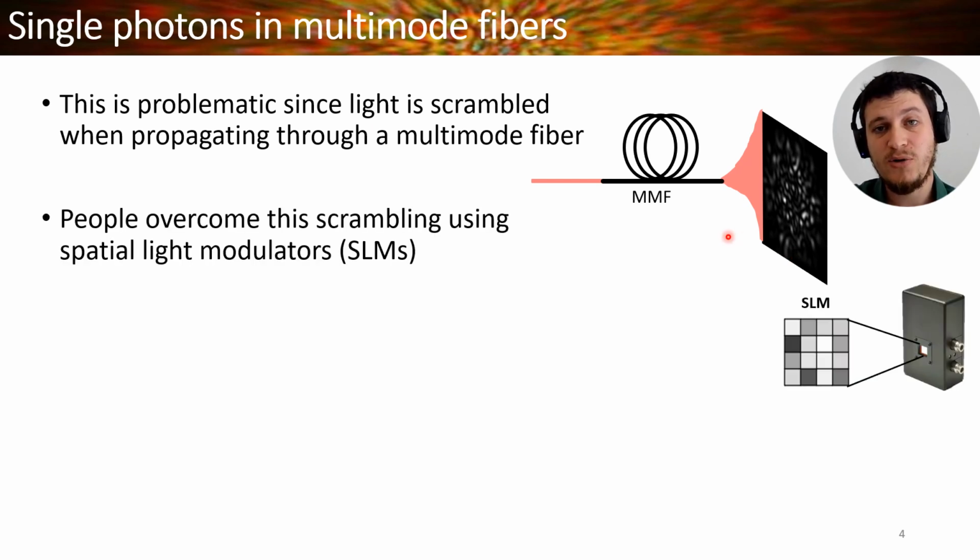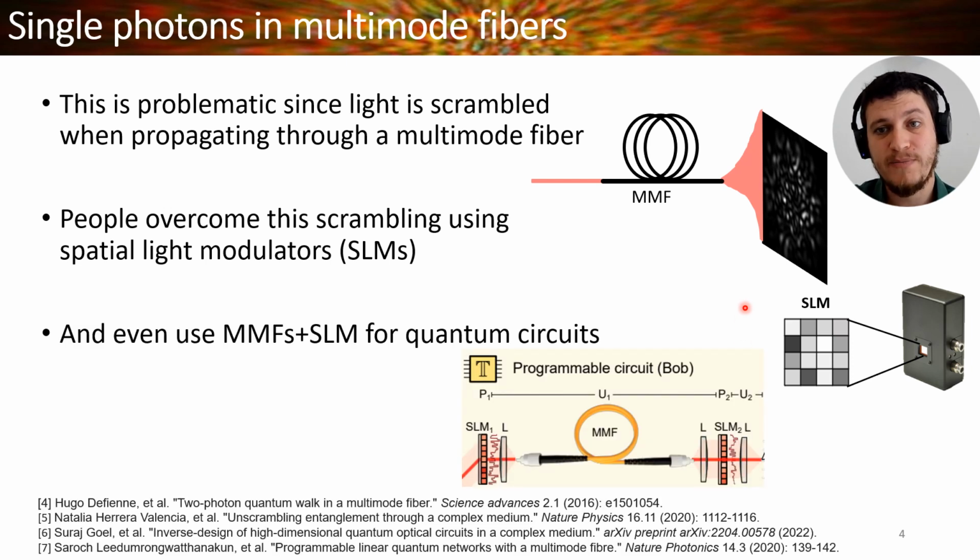To overcome this, people use spatial light modulators, where they somehow study the exact scrambling happening inside the multimode fiber, and then use the SLM to overcome this scrambling. In fact, people in these works below have used multimode fibers together with SLMs to create quantum circuits, where they begin with some biphoton state, and they use the SLM and the multimode fiber in order to create general transformations of the biphoton state. Note, however, that the actual shaping is happening outside the fiber, in the SLM.